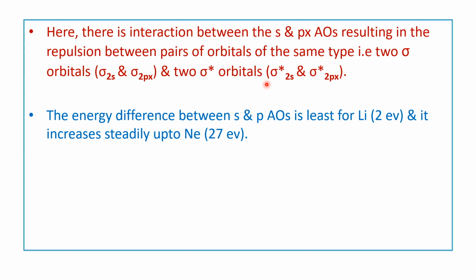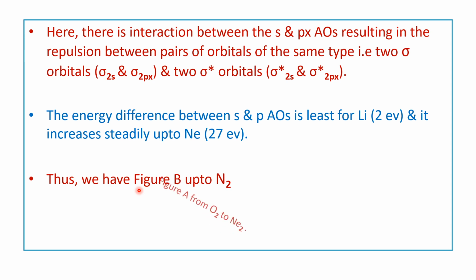The energy difference between the s and the p atomic orbitals is very small, the least for lithium, which is only 2 electron volts, and it increases steadily up to neon, which is near about 27 electron volts. Thus, we can say that up to the nitrogen atom, we have to follow figure B. Figure B means we have the interaction between the s and the p atomic orbitals. Then from oxygen to neon molecule, you have to follow figure A.